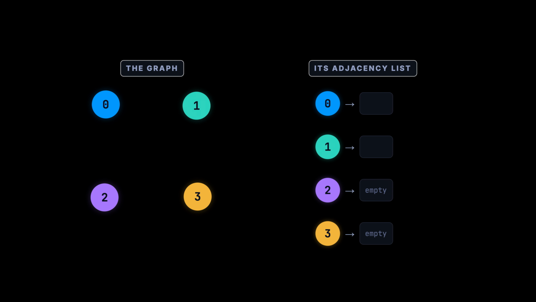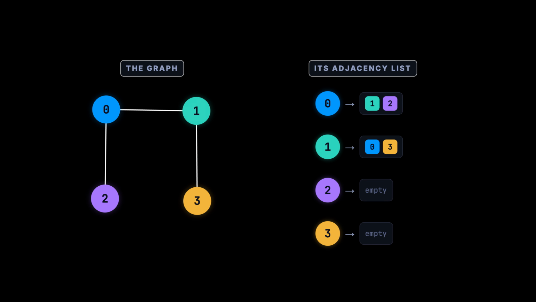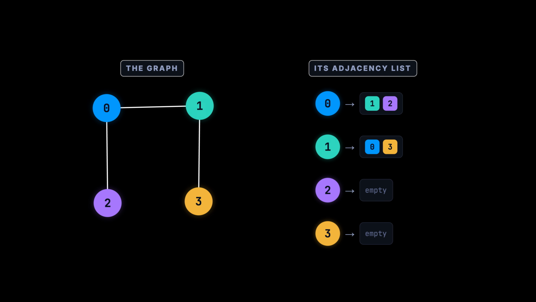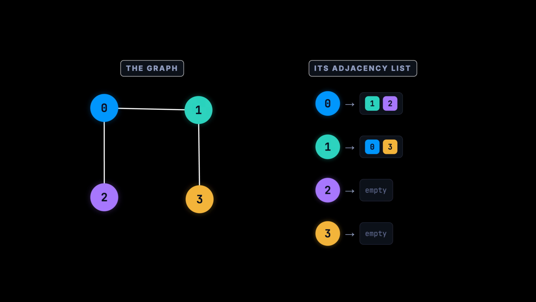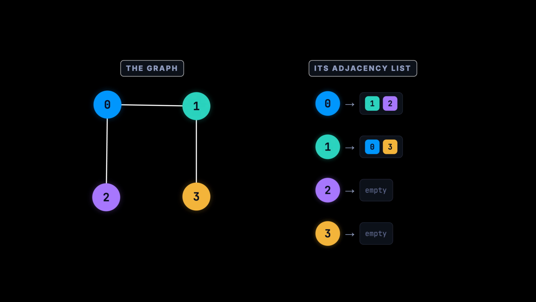Notice what is happening here. We are only ever writing down the connections that actually exist. If a friend has just 2 connections, their list has just 2 entries. We are not reserving space for connections that are not there. No wasted boxes. No grid full of zeros.